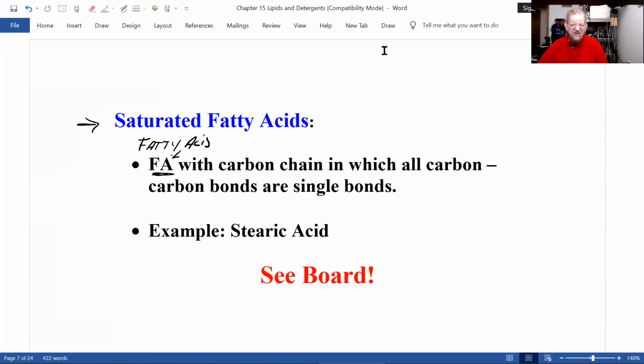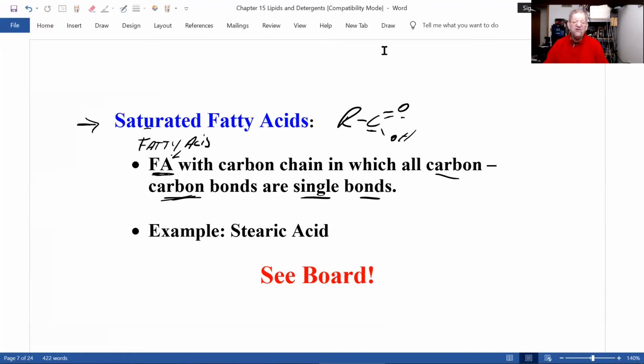It's a fatty acid with a carbon chain in which all carbon-carbon bonds are single bonds. Saturated, remember we talked about saturated hydrocarbons? We have only carbon-carbon single bonds. Well, here it's where the chain has carbon-carbon single bonds. Now, you just can't say it's the molecule with only single bonds, because you got a double bond right there in the carbonyl, but this is a carbon-oxygen bond.